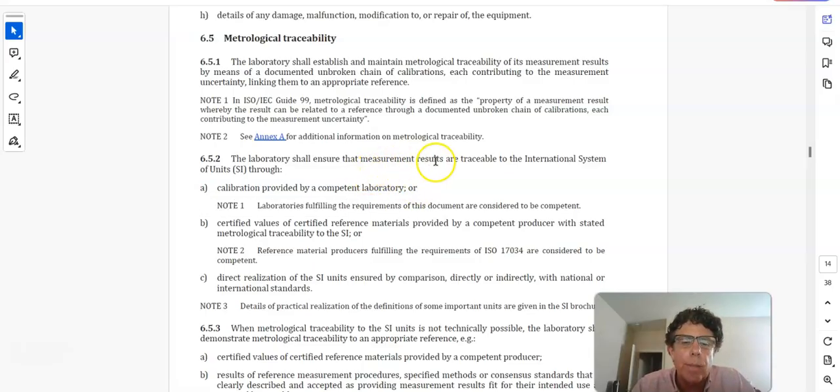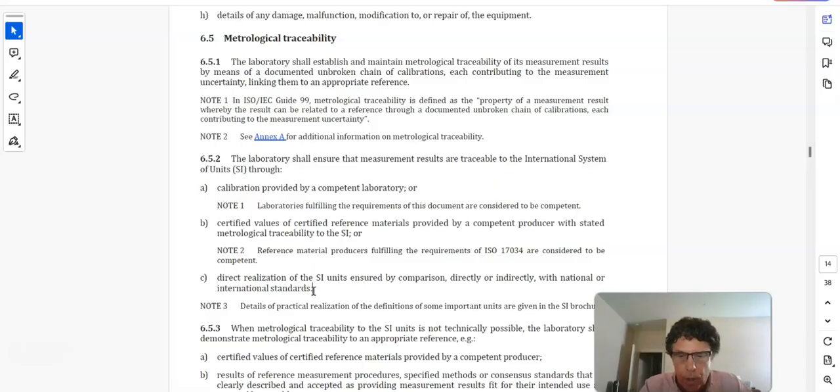The laboratory shall ensure that measurement results are traceable to the international system of units through A or B or C. C is the direct realization of the SI units ensured by comparison, directly or indirectly, with national or international standards. Meaning, if let's say you have 5 incubators and it's really expensive to buy 5 reference thermometers produced by an ISO 17034 company, so you only buy one, but you compare the other 4 with the one, and you have good records showing that it's within the uncertainty of measurement.